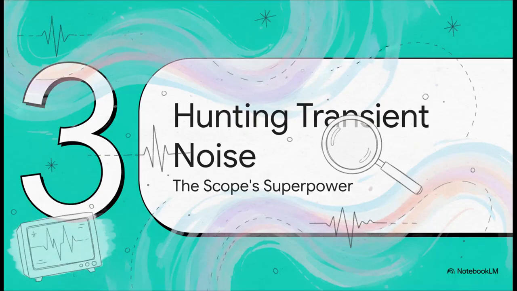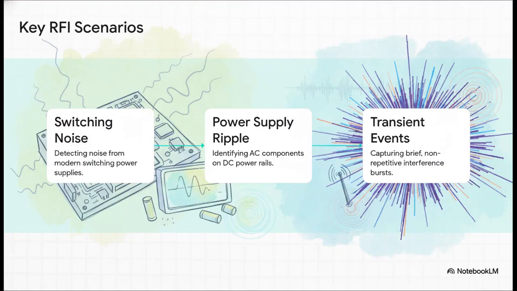So where does this tool really shine? Its absolute superpower is hunting down transient noise. Those fleeting, intermittent signals that are here one second and gone the next. Let's look at some examples. The source points out 3 key areas where a scope is just essential. First, digging into the noise from all those modern switching power supplies. Second, finding tiny little ripples on your DC power lines. And third, grabbing those super brief one-off RFI events. And guess what? These are all super common sources of really stubborn broadband RFI.